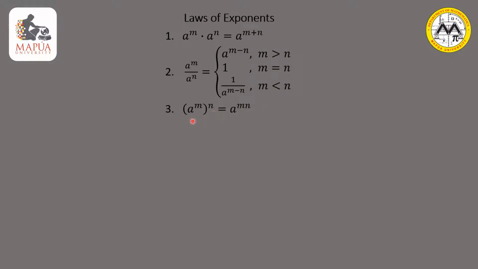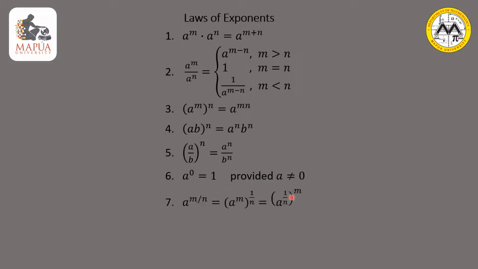The n power of a to the m is said to equal a to the m times n. The product ab raised to the n is equal to the product of a to the n with b to the n. And when you have the ratio a divided by b raised to n, this is equal to the ratio of a to the n to b to the n. A to the 0 is 1, provided a is not 0, and a raised to m divided by n is equal to a to the m, the quantity raised to 1 over n, or it is equal to a raised to 1 over n, the quantity raised to the m.